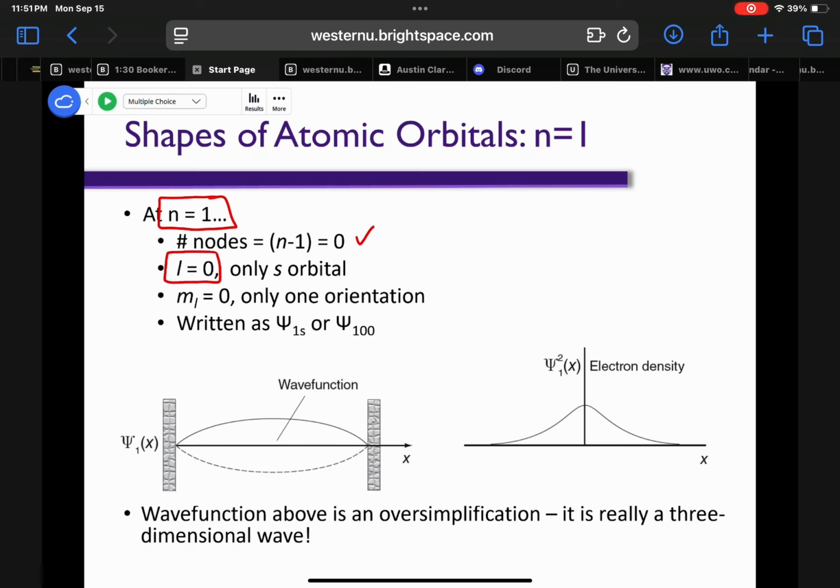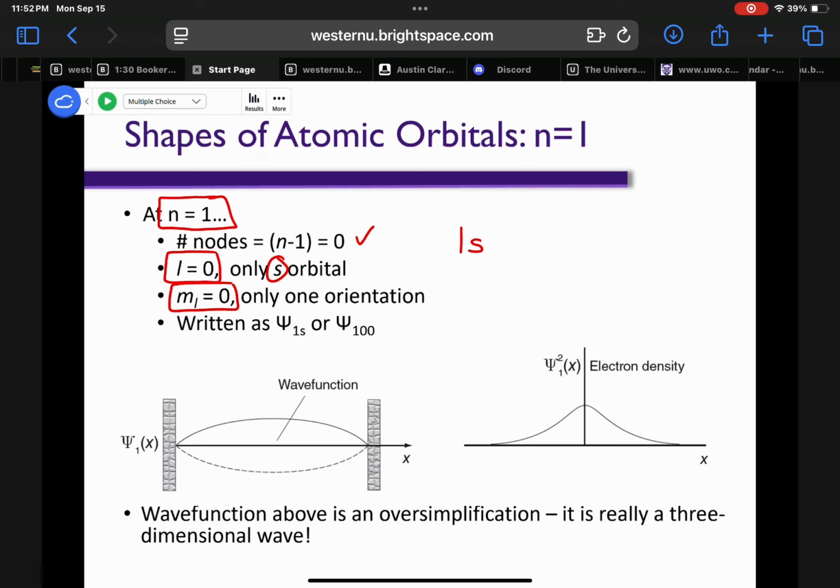There's only one L option, which means we only have an s orbital. We do have a 1s, but we don't have a 1p, we don't have a 1d, we don't have a 1f, only one s exists. And if we only have the 1s orbital, what are the options for the magnetic quantum number? Well, there's only one option. So it's nice and simple when we're at principal quantum number 1. The only orbital option is a 1s orbital, and there's only one of them.